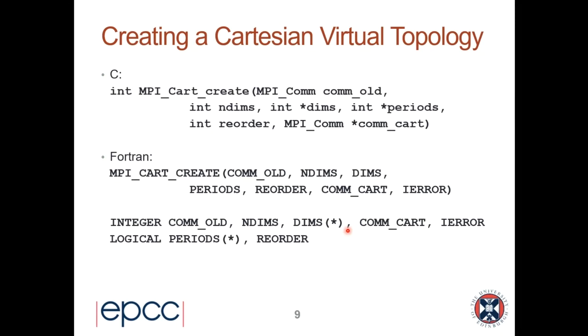It's very important. If you allow MPI to reorder, you have to compute your new rank in the new communicator, and so you'll have multiple entities. You'll have your rank in COMM_WORLD and your rank in the Cartesian communicator, which aren't necessarily the same.